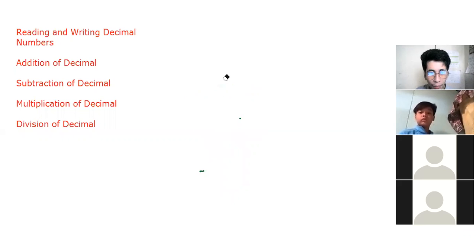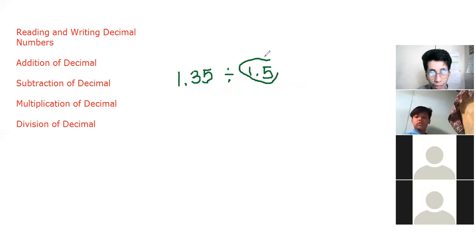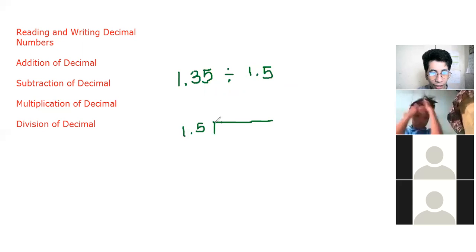So, another example. Kapag naman yung divisor natin may tuldok or decimal. For example, we have here 1.35 divided by 1.5. Yan, parehas na sila may tuldok, diba? So, itong nasa dulo, siya lagi nasa labas ng box. So, we have 1.5 divide, then, we have 1.35.